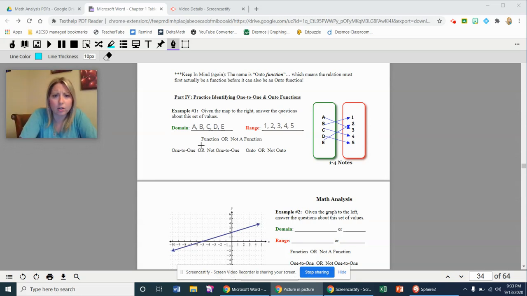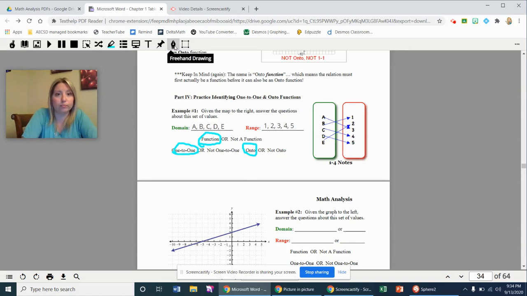Okay. Is this a function? Yes. Got a function. I say that because no x values were used more than once. There's not a line coming from one of my front values more than once. Is it one to one? Yes, it is. No y values are repeated either. Is it onto? Yes, it is. All of my range is used. So this is a function that's one to one and onto. Cool.